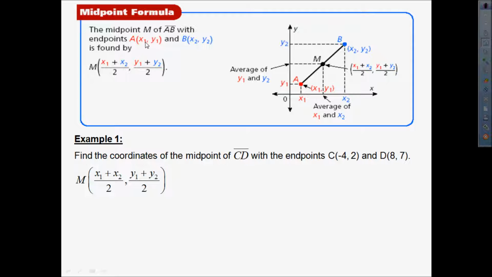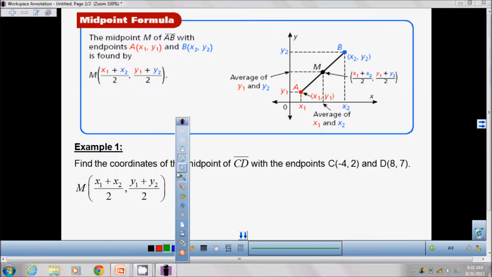Now the reason they have these small ones right here next to the x and y is because this is the first point they've given you. This one has the small 2's because this is the second point they give you. That way you know which ones to use where. Let's go ahead and try an example so you can see how we work this.